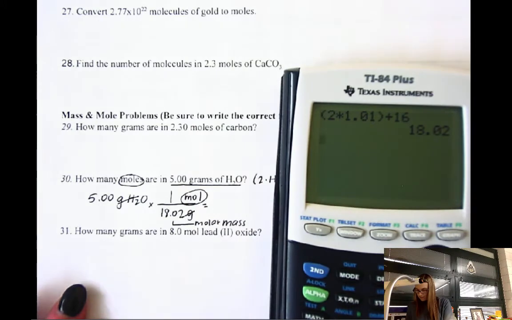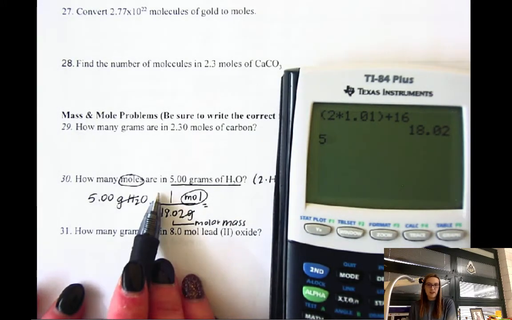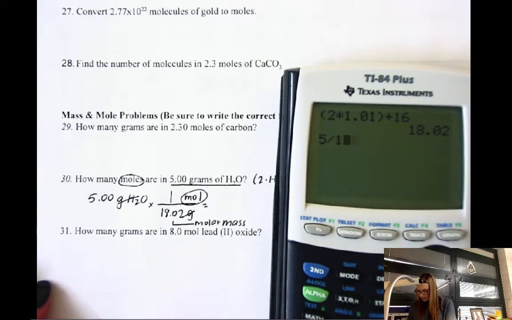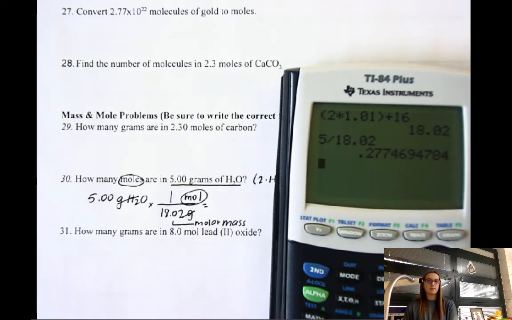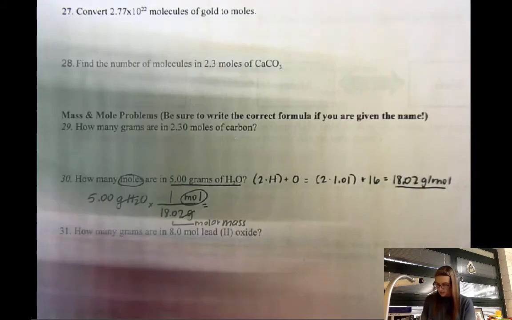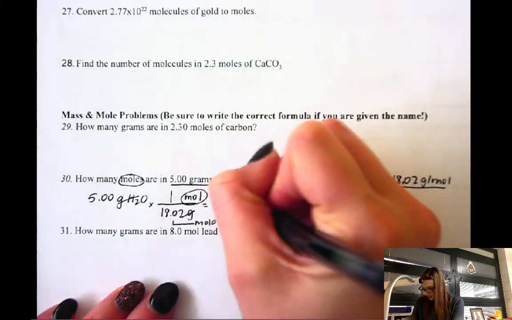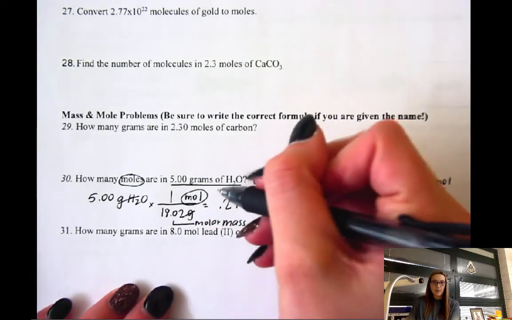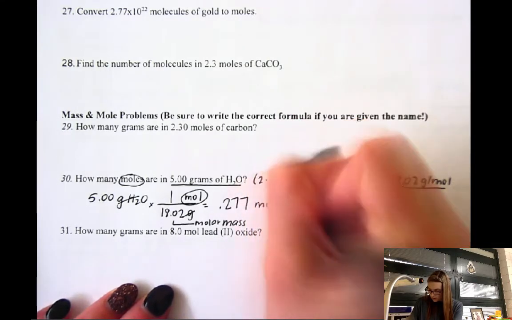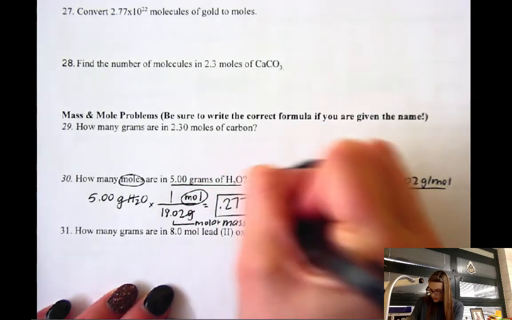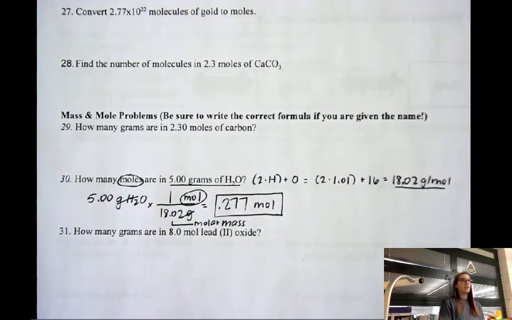So if I do 5 times 1 is 5, divide by what's on the bottom, 18.02, 0.277. So my answer is 0.277, and try to get in the habit of including units. It's moles. 0.277 moles of H2O. So that is if you need to go between grams and moles. You can do it in one step. You just need the molar mass.